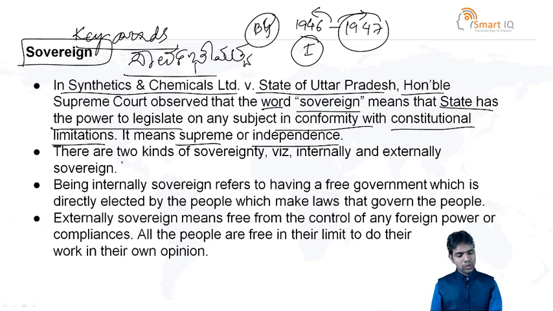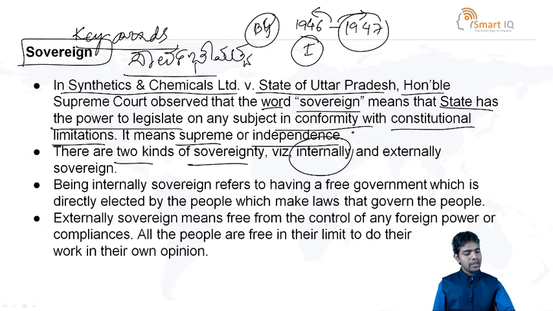Therefore, two kinds of sovereignty are there. There are two kinds of sovereignty. One is internal sovereignty and another one is external sovereignty.